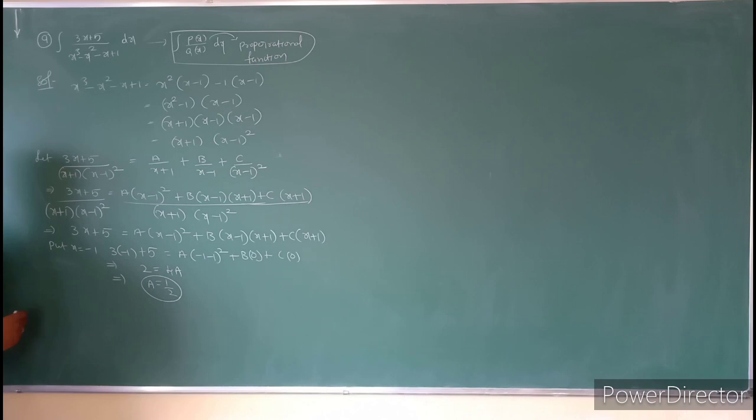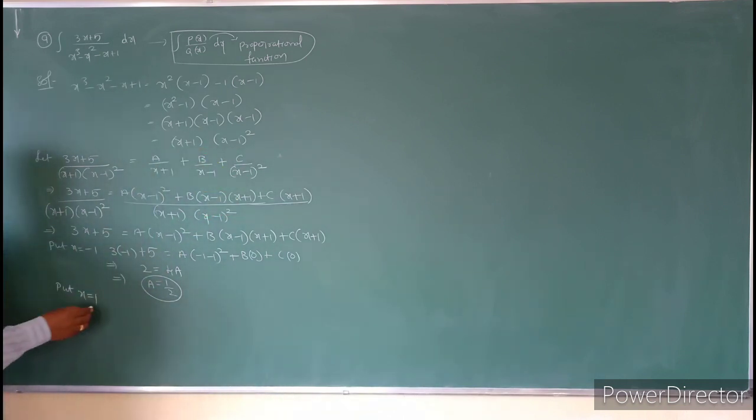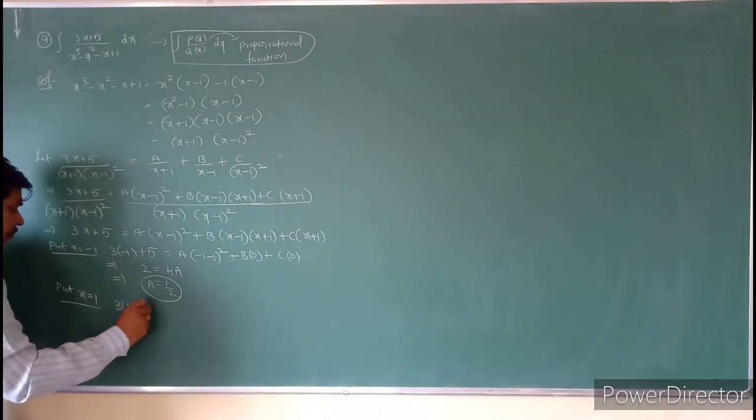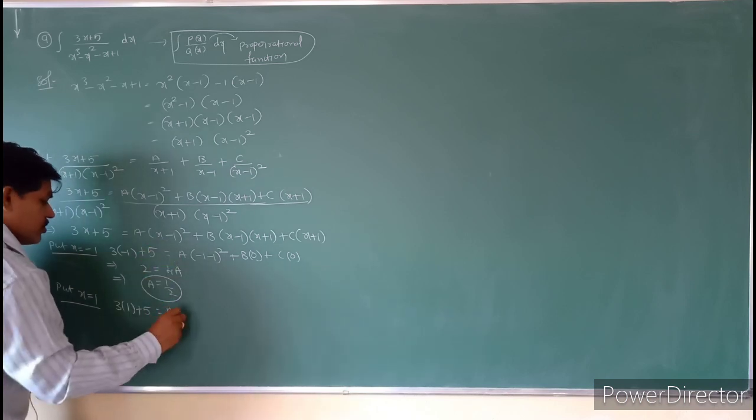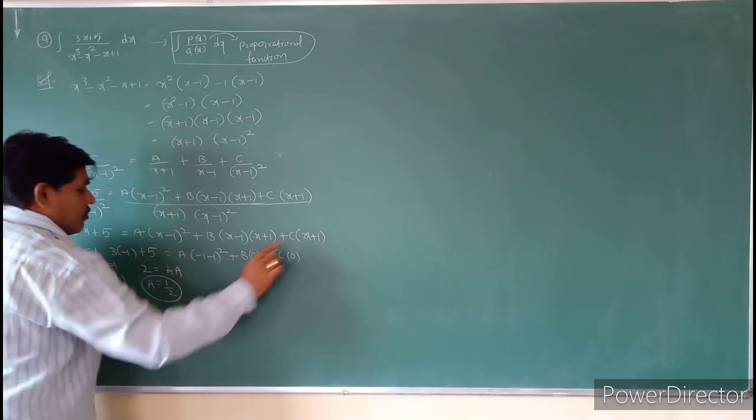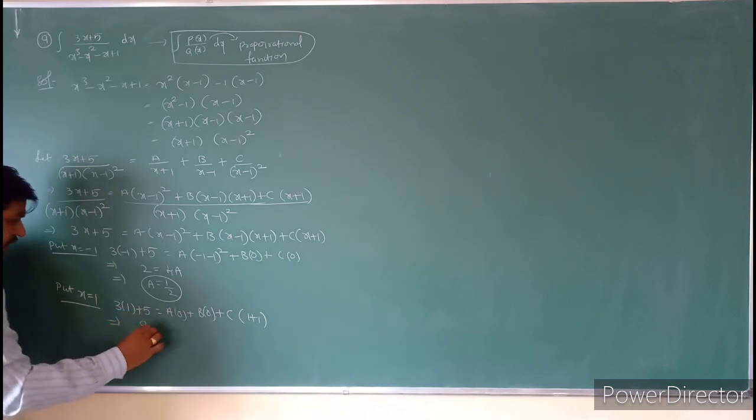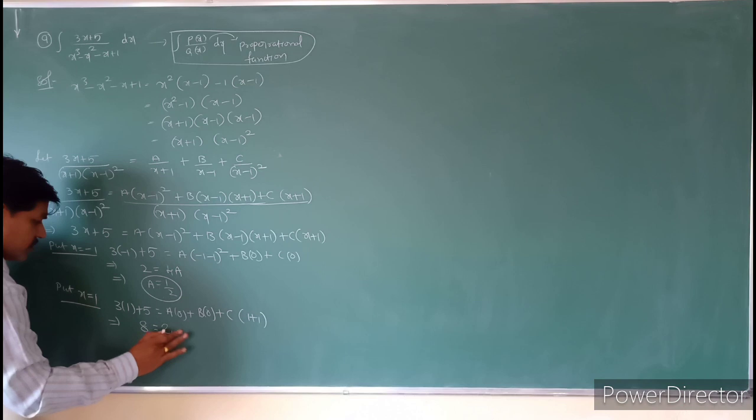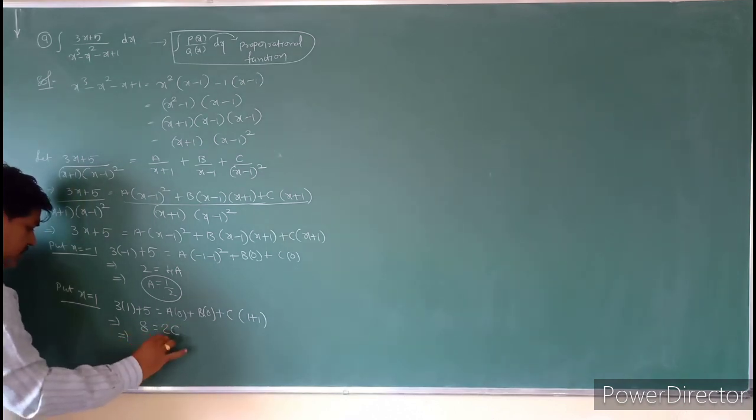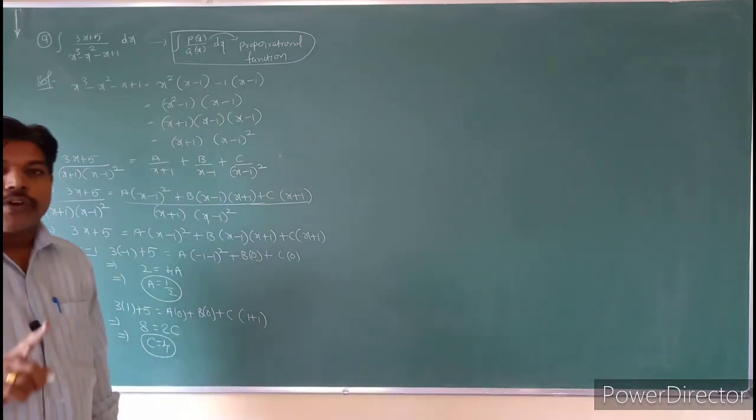After getting the A value, next put x equal to 1. Put x equal to 1, you will get the C value. So what happens? 3 into 1 plus 5 is equal to A into 1 minus 1, 0, plus B into 1 minus 1, it is also 0, plus C into 1 plus 1. What happens students? 3 plus 5, that is 8. So that is equal to 2C. So that implies C is equal to 4. C value is 4.